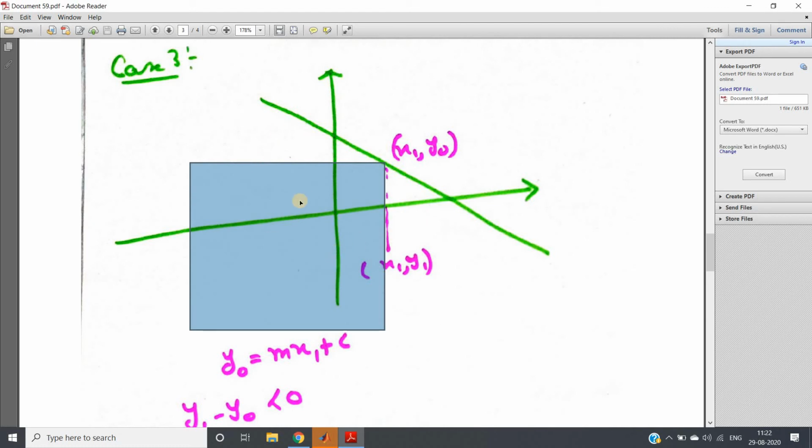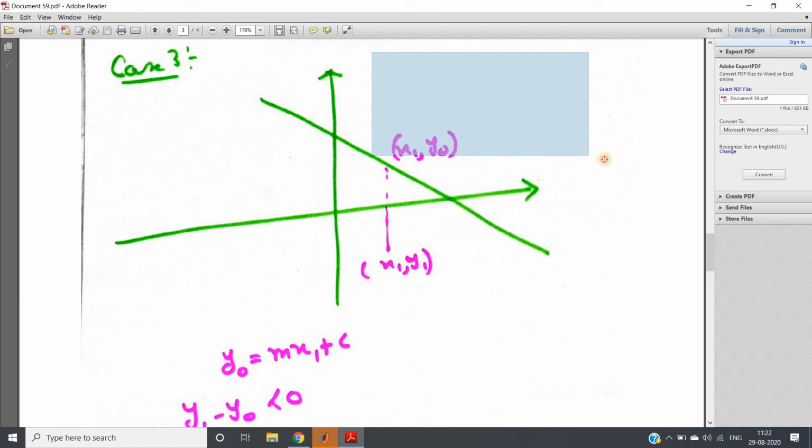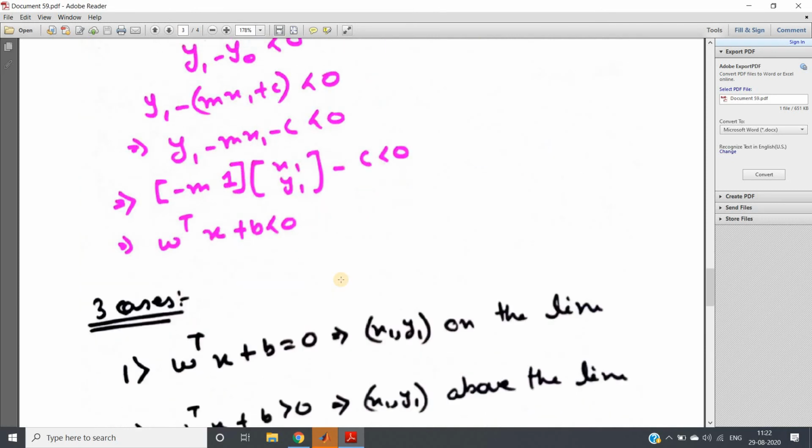So if any new data point comes, we just put it in omega transpose x plus b, if we know the omega value and b value, and we check whether the sign is negative or not. If we are getting a value less than 0, we will say that the point belongs to this negative class, or this side. And if a new point comes and after substituting into omega transpose x plus b we get a value greater than 0, we will conclude that the point belongs to this region. So these are the two classes this line is forming. This is the positive class, this is the negative class, right?